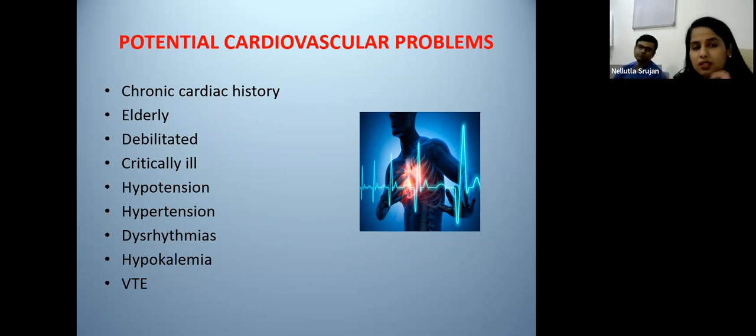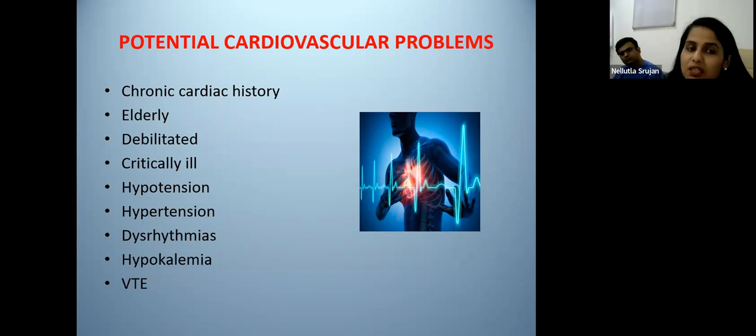Elderly, that is above 60 years of age. Debilitated means a person whose age is above 60 years, but he is able to perform his activities under limited circumstances only. For example, a patient is able to get up from the bed. He doesn't need such constant care from a medical staff over there. Such patients who are able to do minimal activities come under the debilitated category. Critically ill patients, monitoring has to be done.